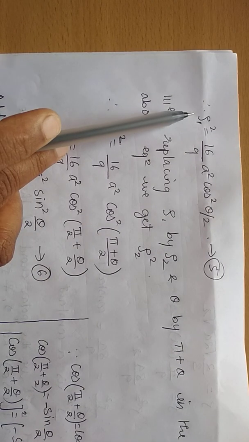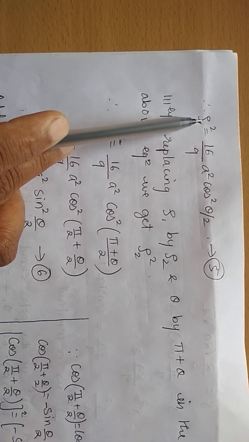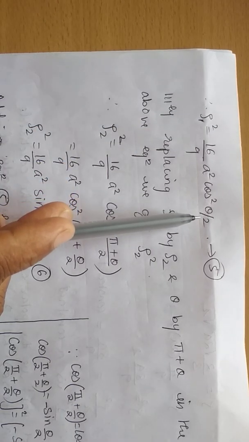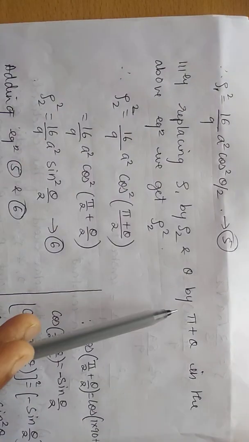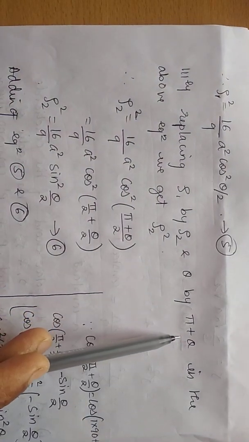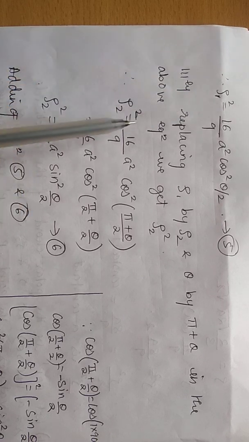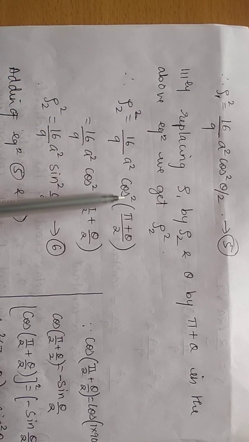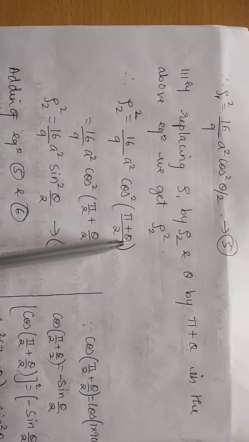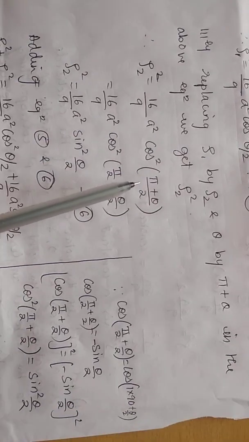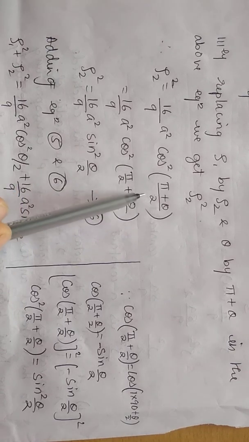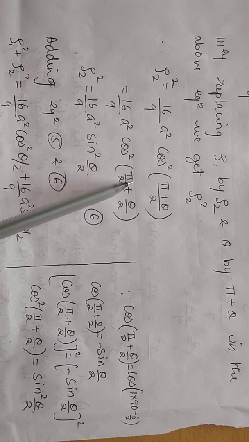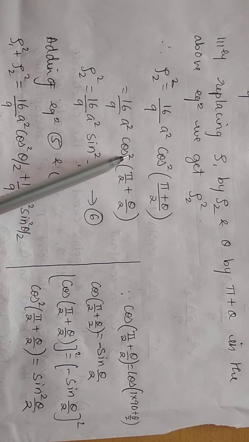Similarly, I'll go for rho 2. Now just replace rho 1 by rho 2 and theta by pi plus theta. Why? Because it is the point P dash where it is making an angle pi plus theta. So this becomes rho 2 square is equal to 16 upon 9 a square cos square of pi plus theta upon 2. What is cos of that? Pi plus theta upon 2 can be written as cos of pi by 2 plus theta by 2. This is of course squared.